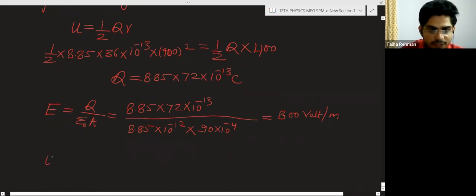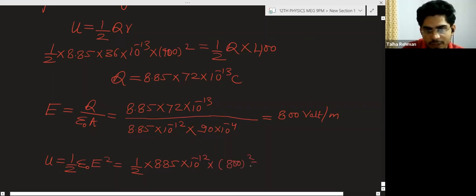Now we can calculate the small u. Half epsilon naught E square. Half epsilon naught is 8.85 into 10 to the power minus 12. What is the value of E square? 800 square. You can get this answer by yourself.